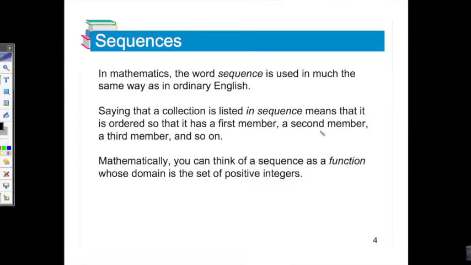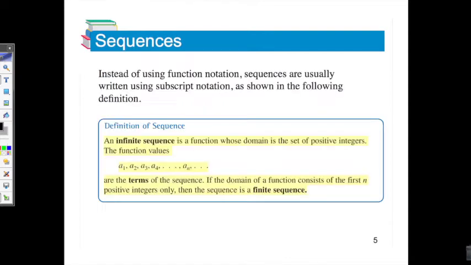In mathematics, the word sequence is used in much the same way that we use it in speech. Saying that a collection is listed in sequence means that it's in order, so that it has a first member, second member, third member, and so on. Mathematically, you can think of a sequence kind of as a function. There are different types of sequences, just like there are different types of functions, but it consists of a set of positive integers. So instead of using function notation, we just write using subscripts.